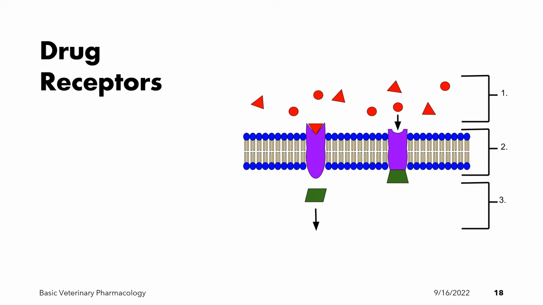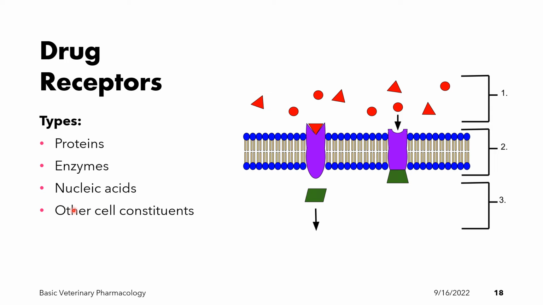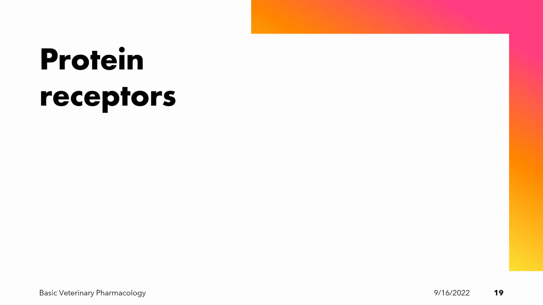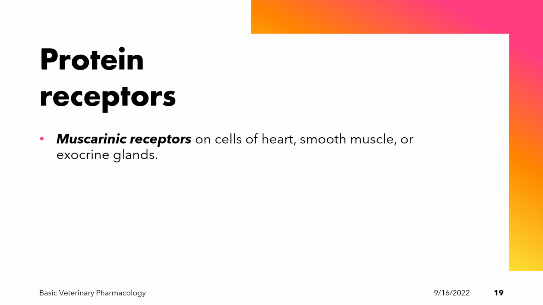In terms of their chemical nature, drug receptors could be proteins or enzymes, and mostly these enzymes are also proteins. They can also be nucleic acids, and other cell constituents can also serve as drug receptors. So these are examples of the protein hormones, or rather protein receptors.